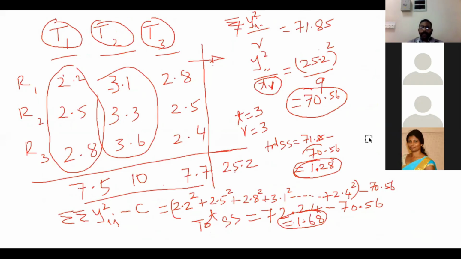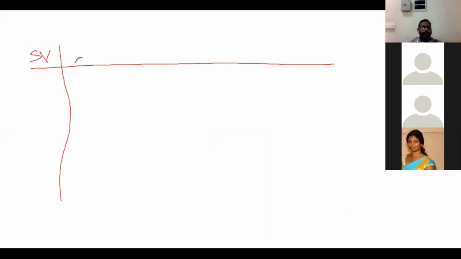Right. Now we are going to fill the table. Very difficult to move this. Now I am going to fill the table. I'll put everything in very short form. ANOVA table, right? I'll put it as a source of variance, SV. What is next? Degrees of freedom.